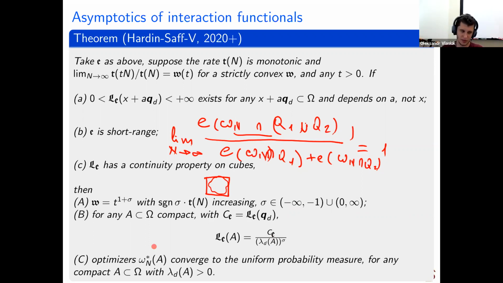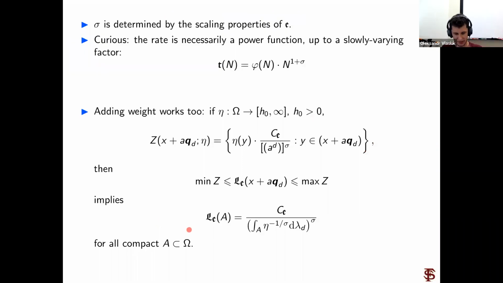optimal configurations. So basically, the moral is that if you know behavior in cubes, if you know that things far apart do not interact much, and there is some stability, right? There is some continuity, so that if you perturb the set a little bit, things don't change much. Then you know everything for any compact set, and you also know the limiting measure, and you know the rate. So you can basically recover everything in a single formula. So you recover all the previous cases.